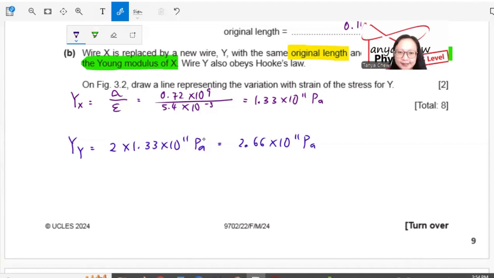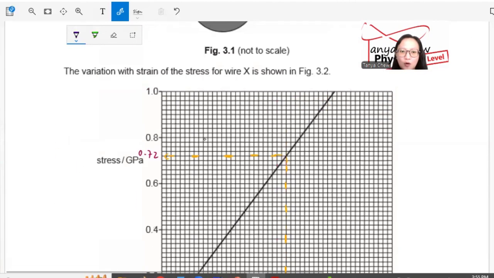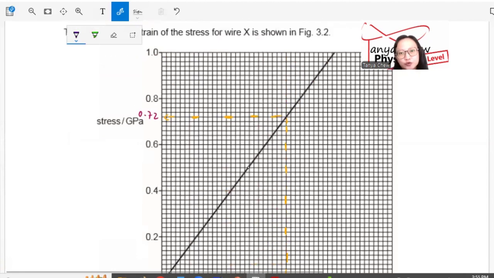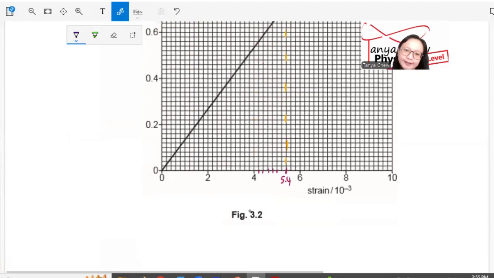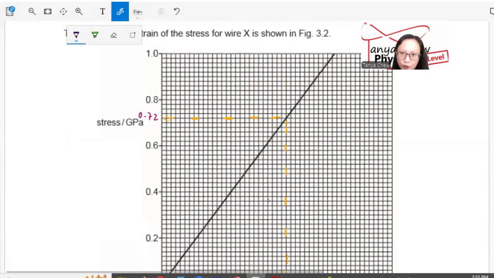Now, 2.66, right? We have the value of Young modulus of Y, but we do not have the value of stress and strain. No worries, no worries. I would like to draw my graph because it has to be a straight line graph. Let's say the stress of wire Y at 1 meter is 1 times 10 to the power of 9. What is the strain of the wire Y? So I just find it from that.